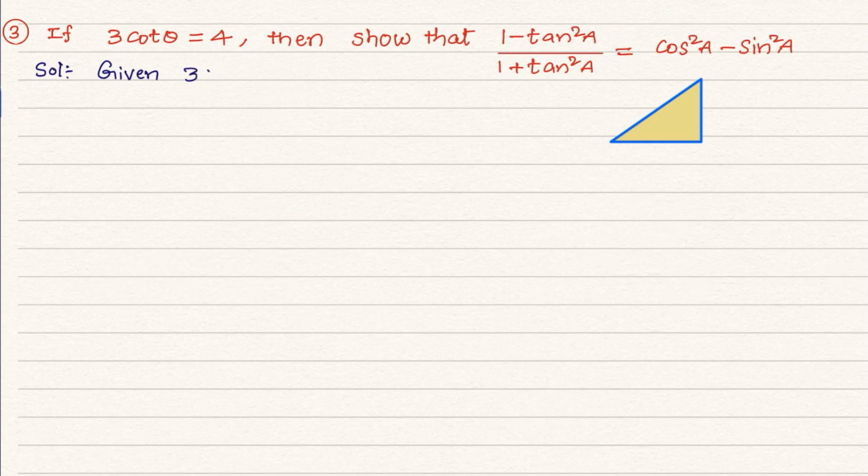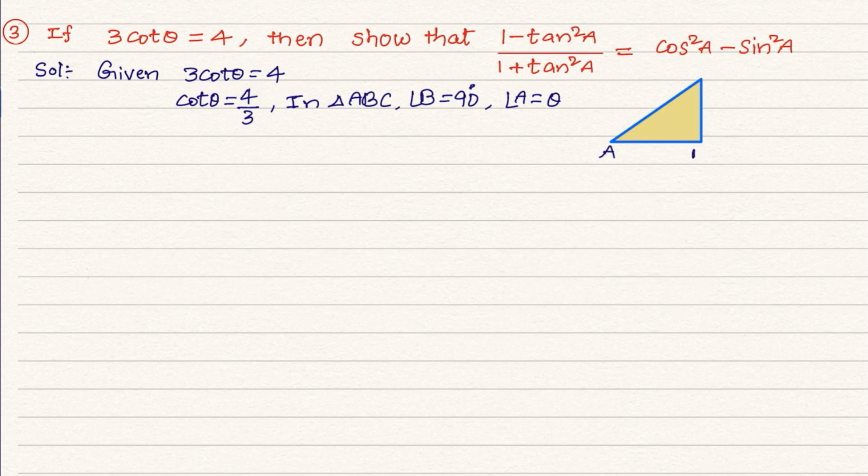Given 3 cot theta is equal to 4. So from this we write cot theta is equal to 4 by 3. Like before, in triangle ABC, we take angle B is equal to 90 degrees and angle A is equal to theta. So let us write this triangle as A, B, C. This angle is 90 degrees and this is angle theta.